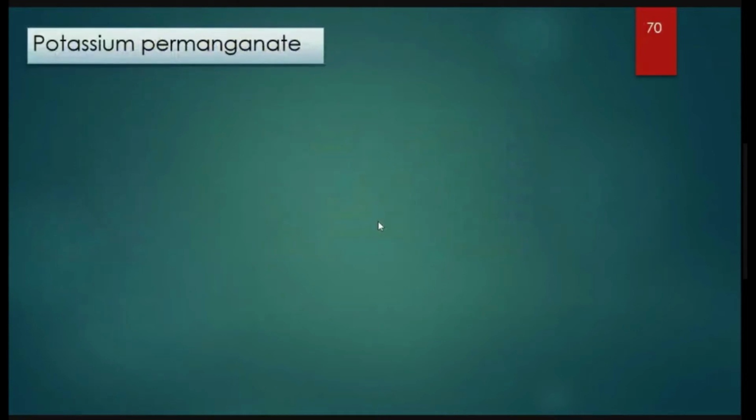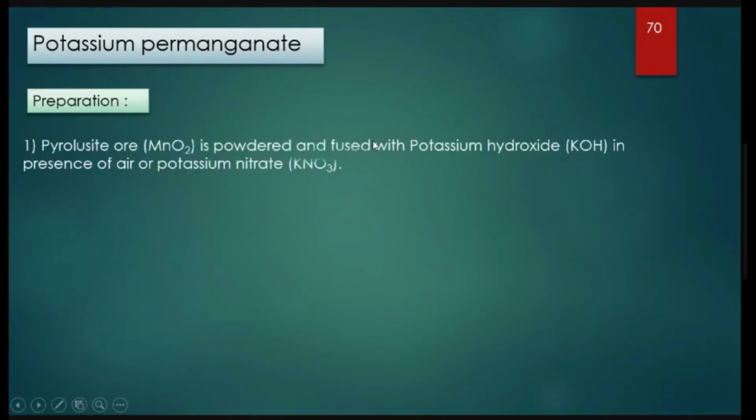Now we are into the last important topic of this chapter, that is potassium permanganate. Here you are going to study the preparation, properties and uses of potassium permanganate. Let us see. First is the preparation. There are 4 methods for the preparation of potassium permanganate. The first method is important for 3 marks.